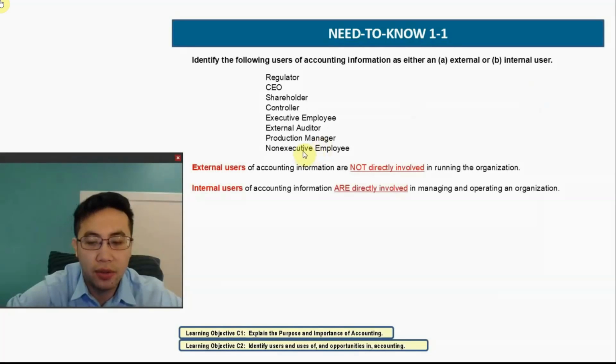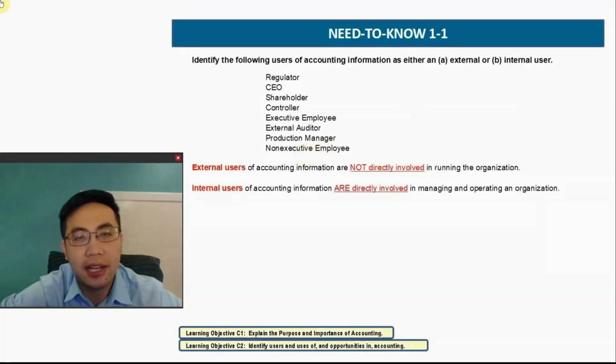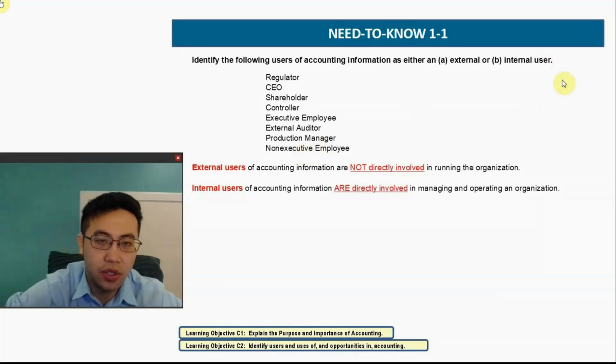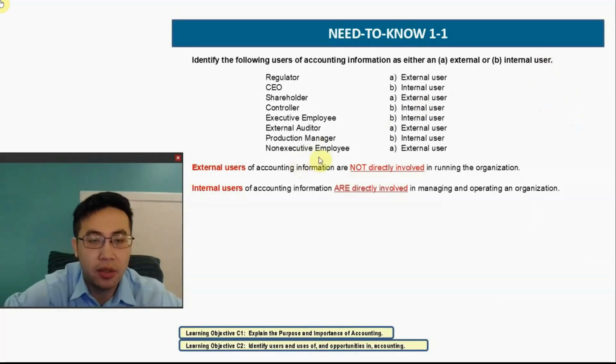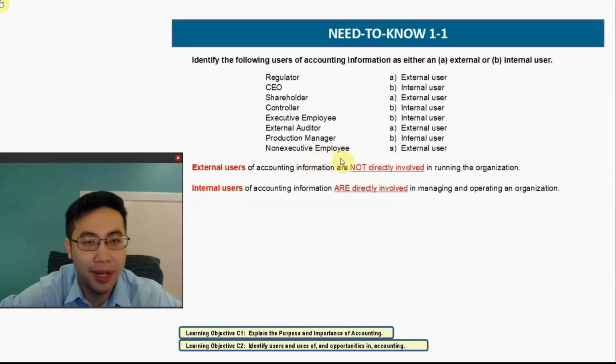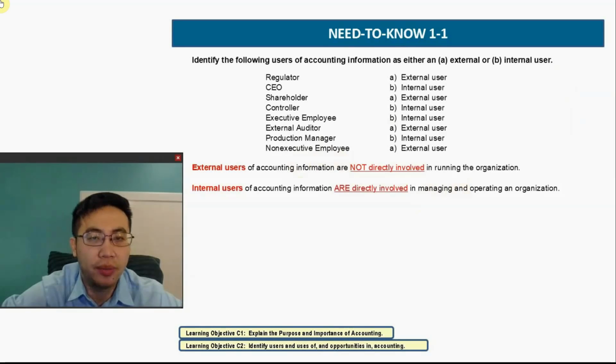Well, the non-executive employees are actually external users because non-executive employees just work for the company. They do not run the company as the brain, as the head. So they will not be directly involved in managing or operating. They just do their own jobs. Like a janitor, they would just do the cleaning job for a company. So they are not internal users of the accounting information.